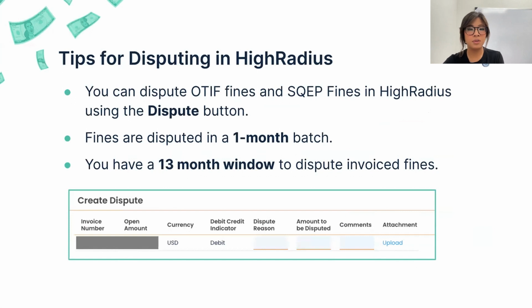Fines are going to be disputed in a 1-month batch, so just be aware of that. Also, a key thing to note is that you have a 13-month window to dispute invoiced fines. With AP-related deductions, you can go back up to 2 years for Walmart. With OTIF and SQEP fines, you can go back 13 months to fight those particular fines.